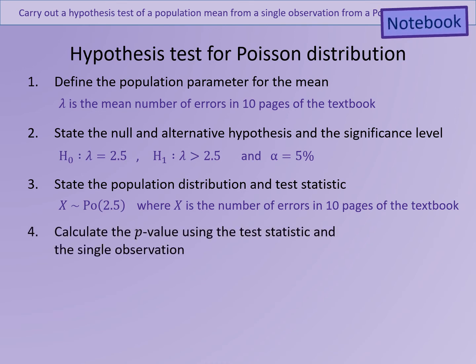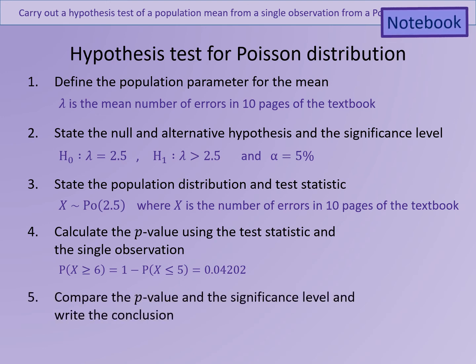We then use the observed value of 6 errors to calculate a p-value. So because we have observed that 6 is more than the average rate of 2.5, we're going to calculate the probability of X being greater than or equal to 6. We did this and calculated 0.04202. We then compare this with the significance level. 0.04202 is less than 0.05.